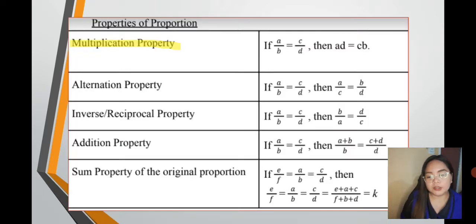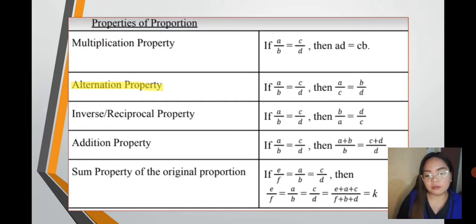Okay, so properties of proportion. First, multiplication property. If A over B is equal to C over D, then AD is equal to CB. How? Pinag-cross-multiply lang natin. A multiply by D and C multiply by B.